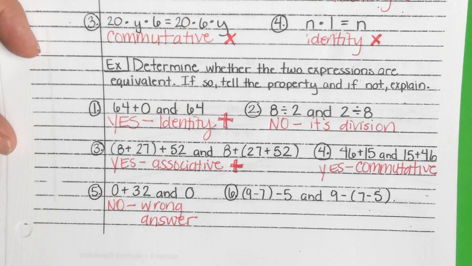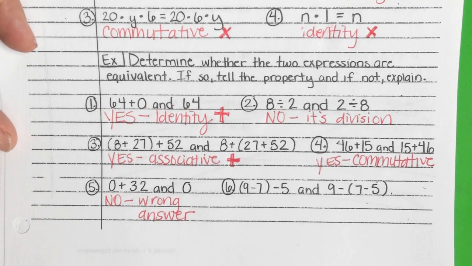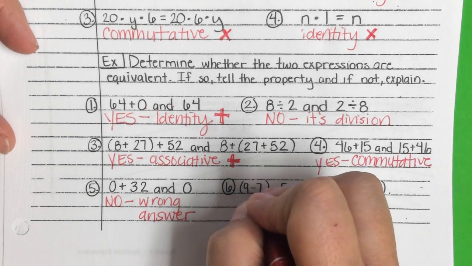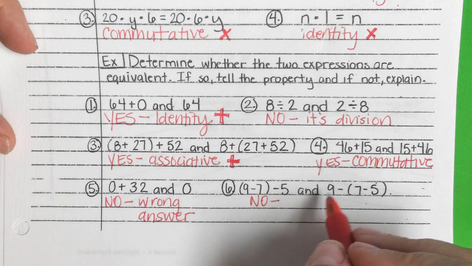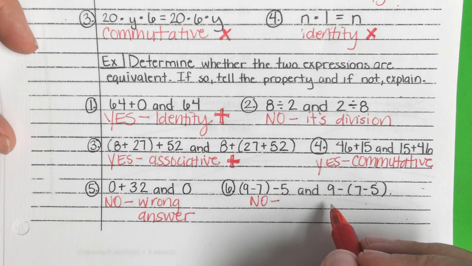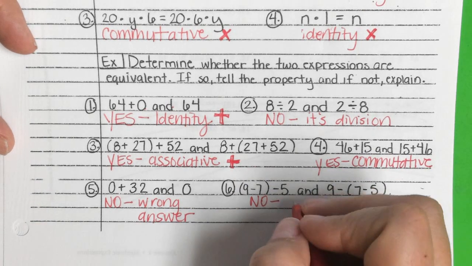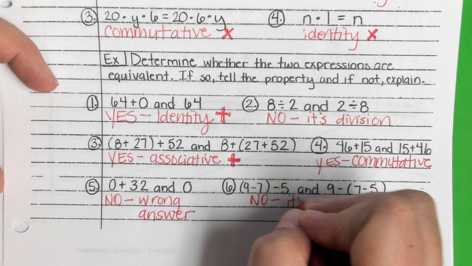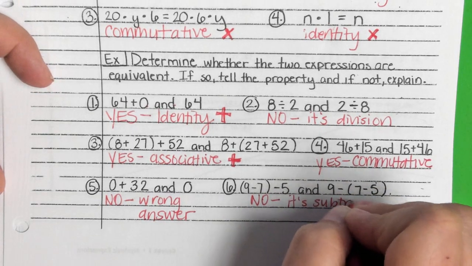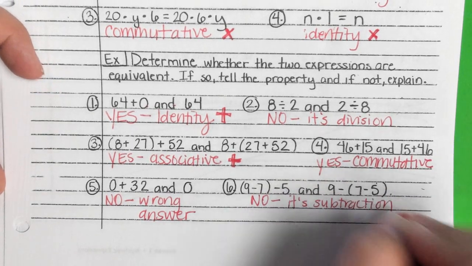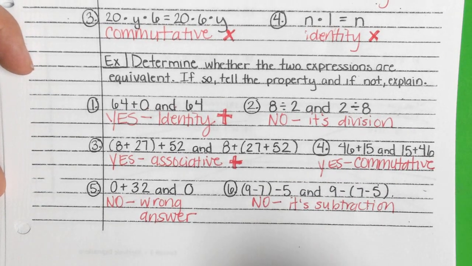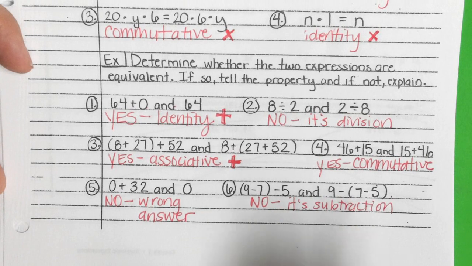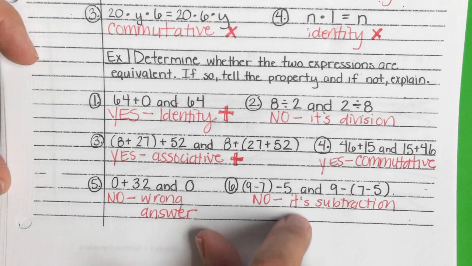Absolutely. All right, looking at number 6. Are they equivalent? No. Why not? Okay, this is subtraction. Can we change the order? No. It's subtraction. Now, if this were multiplication or addition, yes, we could change our groupings. But you can't change your groupings on subtraction.